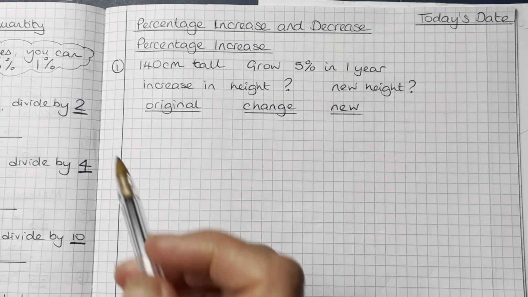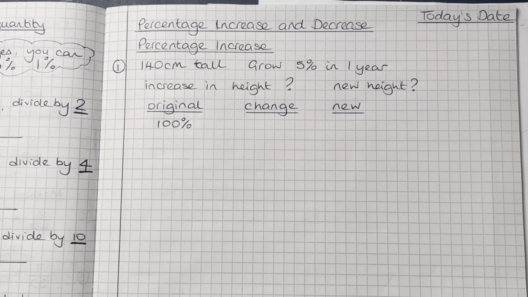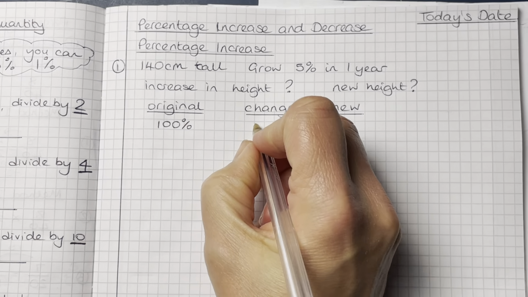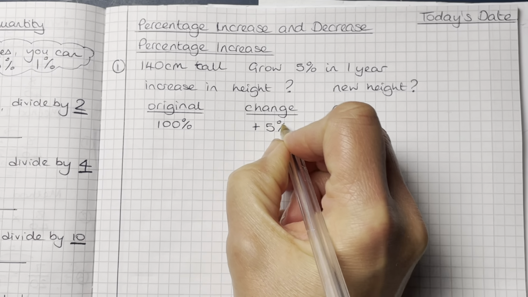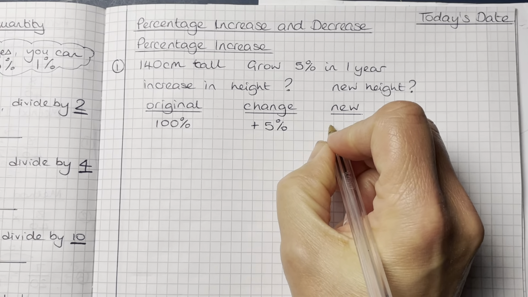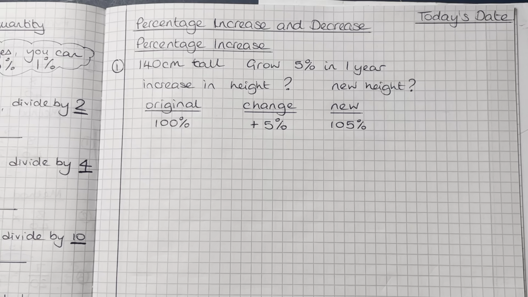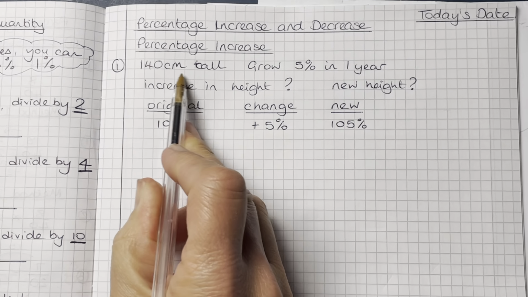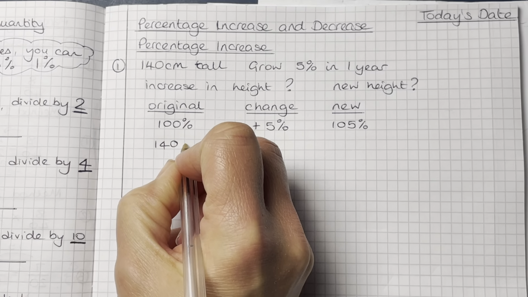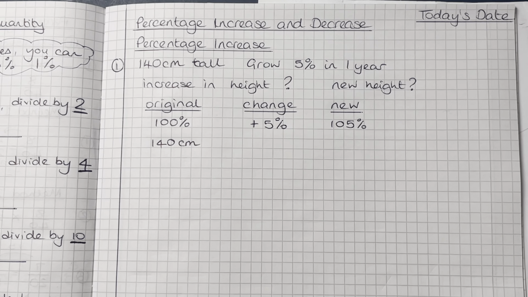So I know that the original is always 100%. My change is that he's grown by 5%. So he has got bigger, taller by 5%. So plus 5%. So his new percentage is 105%. I know that he started at 140 centimetres, so that is my original. And I want to calculate my change and my new.